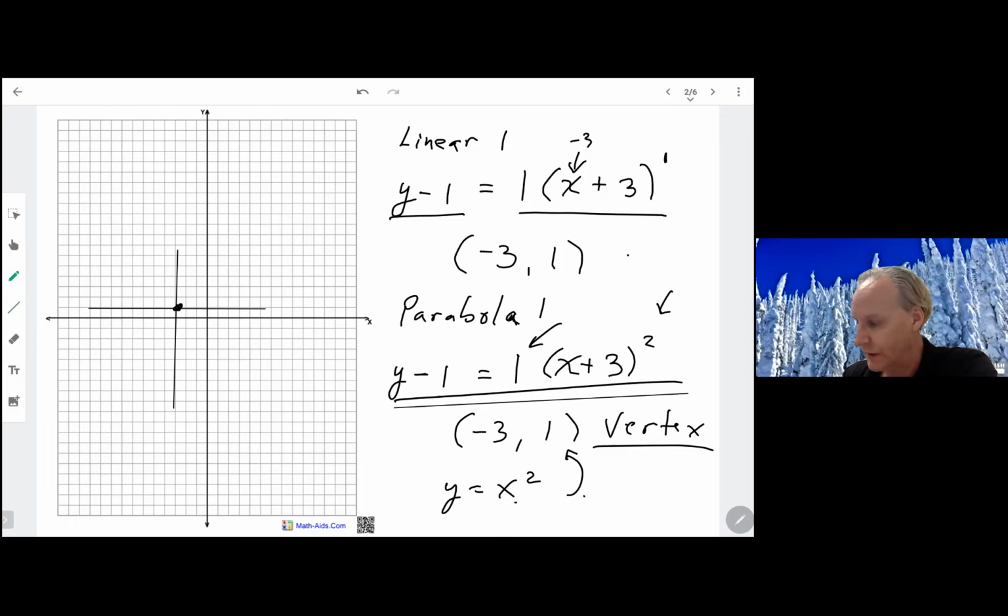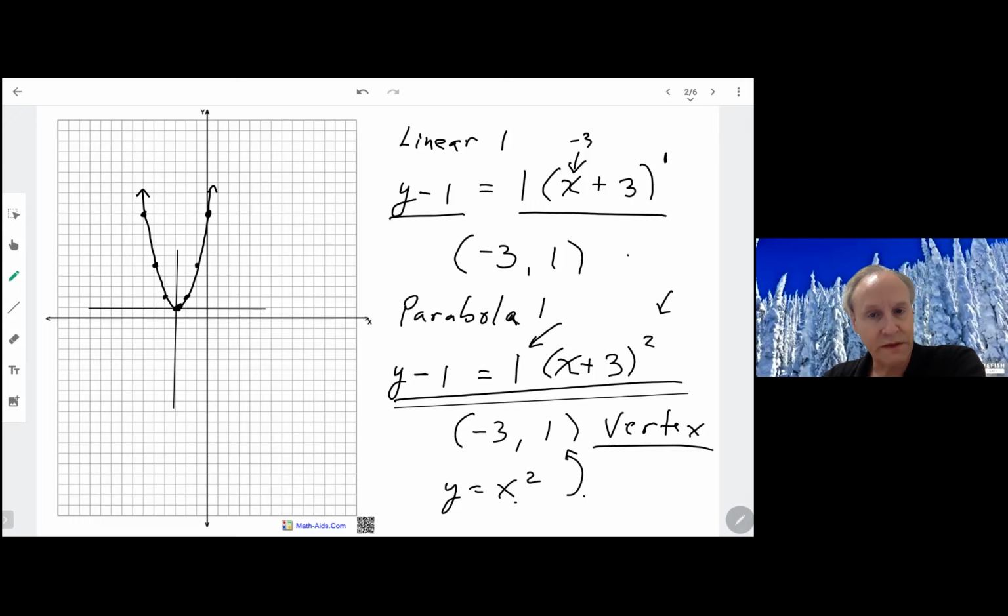All I have to do is take 1 squared is 1, 2 squared is 4, 3 squared is 9, and the negatives behave the same way. Negative 1 squared is 1, negative 2 squared is 4, negative 3 squared is 9, and you get this nice standard shaped parabola.